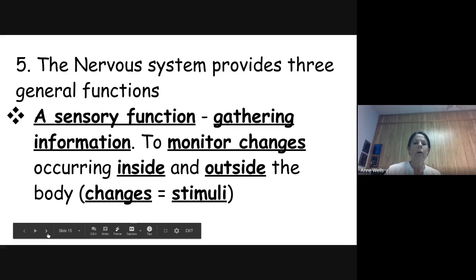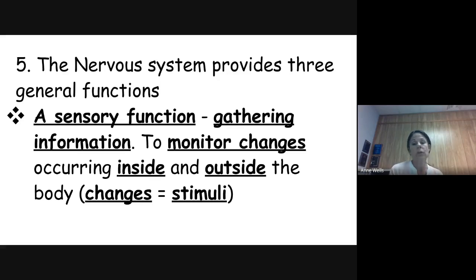Note number 5, the nervous system provides 3 general functions. So it's going to do 3 big main things. So the first function that it does is called a sensory function. You need to think of your senses, like when you see something or hear or smell or taste or touch. So in other words, gathering information. That's what your senses do, is they gather information to bring into your body.